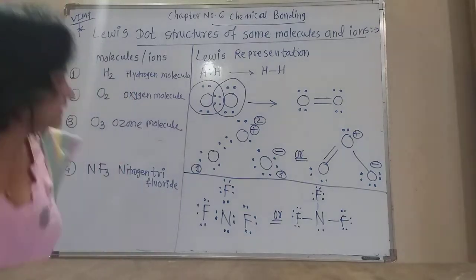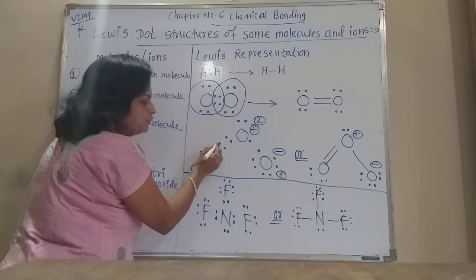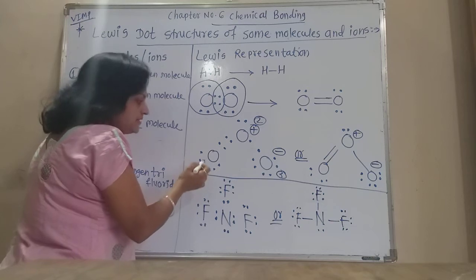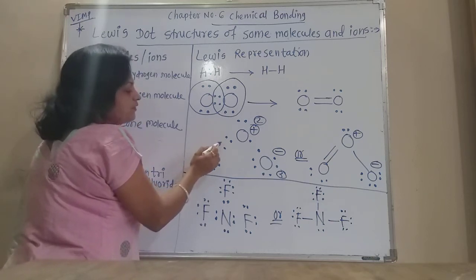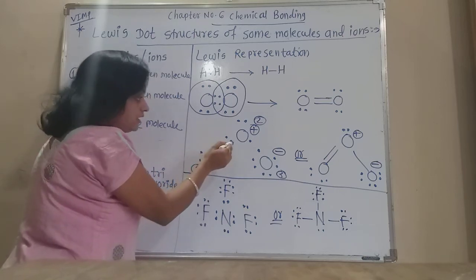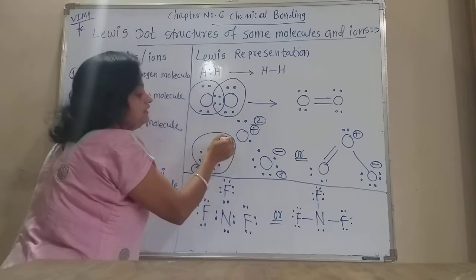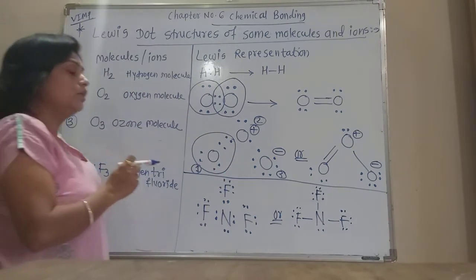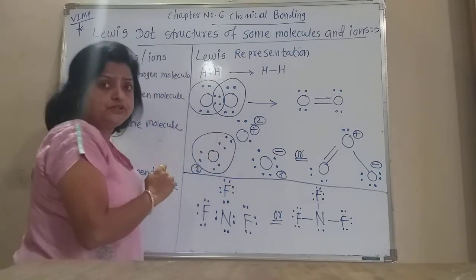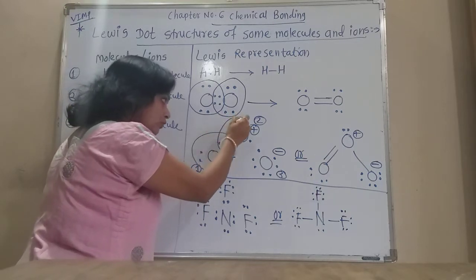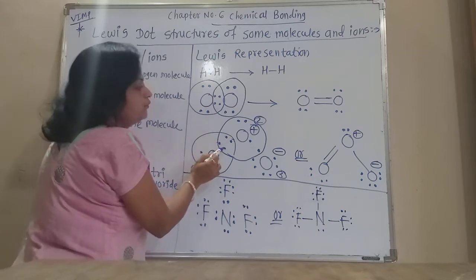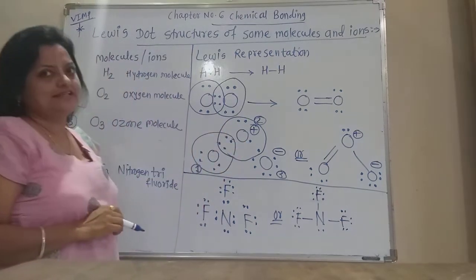Now see here, this oxygen atom has 1, 2, 3, 4, 5, 6 of its own electrons, and 2 electrons of this other oxygen atom. That means this oxygen shares one electron pair with the other, and this oxygen completed its octet. 8 electrons are there. Now for this second oxygen atom, these 4 electrons also belong to this second oxygen atom. So how many electrons does it have totally around the second oxygen? 1, 2, 3, 4, 5, 6, 7, 8 electrons are there.